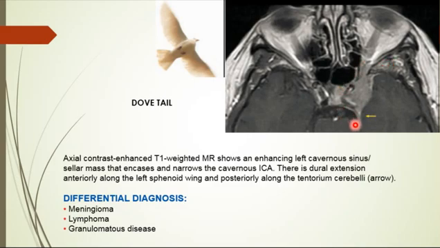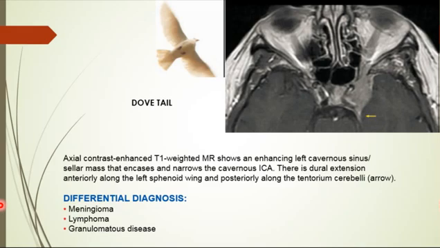It has a differential diagnosis: number one is a meningioma, it can be a lymphoma or a granulomatous disease. This can show this dove tail sign. The cavernous sinus meningiomas may extend posteriorly along the dura with a smooth bulging of the tentorium cerebelli, giving what's called the dove's tail appearance. This widening, fanning, okay?